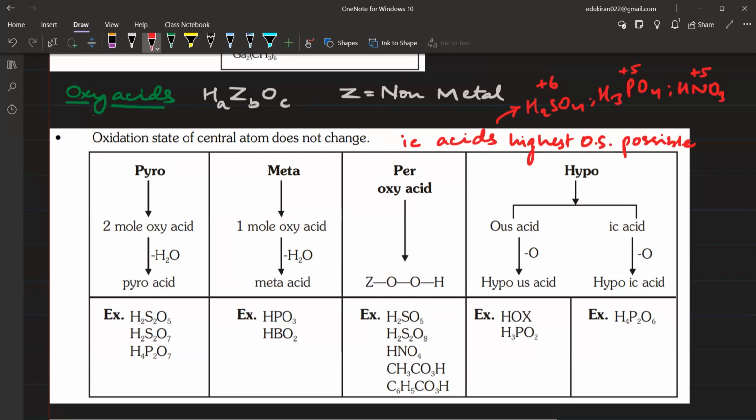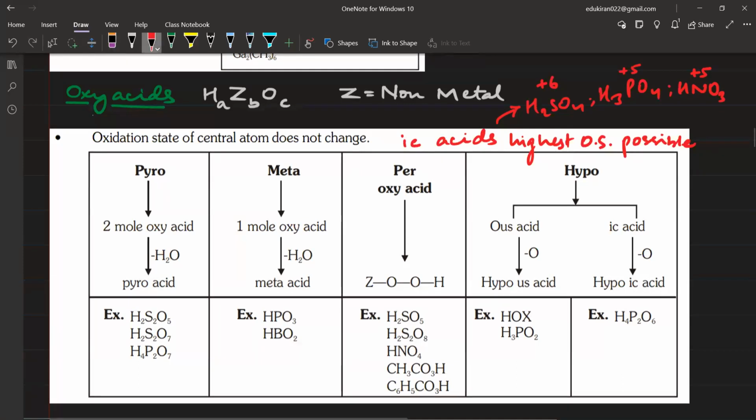In the case of pyro, what you need to do, you need to have 2 moles of oxy acid और उसमें से आप पानी निकाल दीजिए. ठीक है, पायरो से याद रखिएगा क्या करना है आपको. क्या निकालना है आपको, पानी निकालना. So you have to have 2 moles of ic acid, and from the 2 moles of ic acid you remove 1 mole of water, you will get pyro. ठीक है, फॉर एग्जाम्पल अगर आपके पास सल्फ्यूरिक एसिड है तो क्या मिलेगा, पायरो सल्फ्यूरिक एसिड.